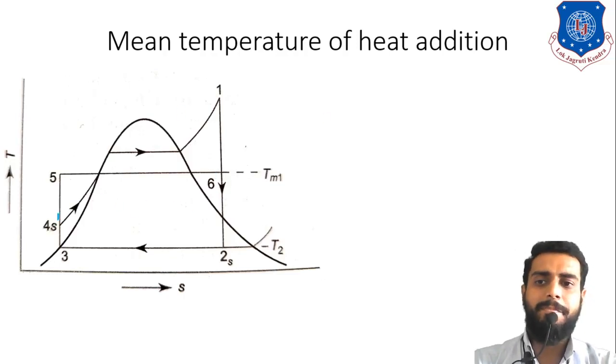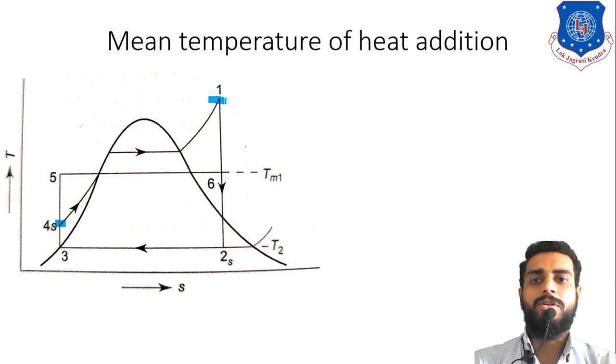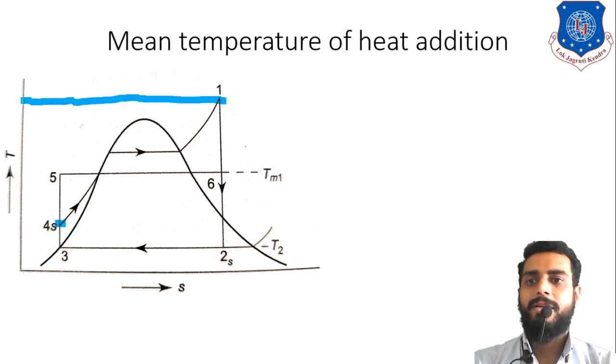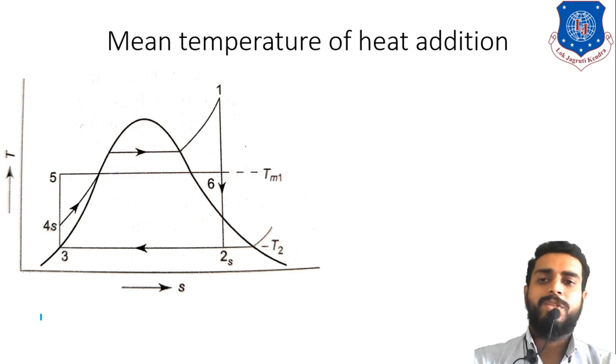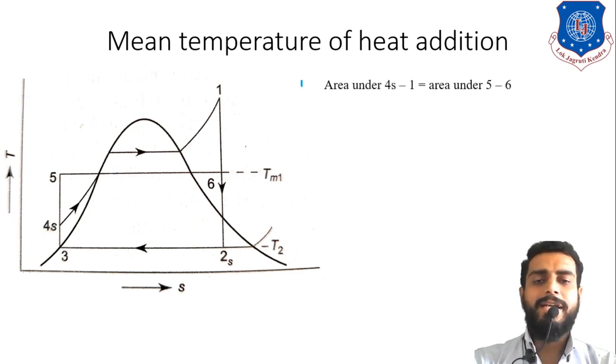It is nothing but the mean temperature, that means the approximate average temperature of heat addition, because your heat is added between T1 and T4s. So your mean temperature will be intermediate to these two temperatures. That is the basic fundamental understanding of mean temperature of heat addition. So in writing, the area under 4s to 1 is equal to the area under 5, 6.